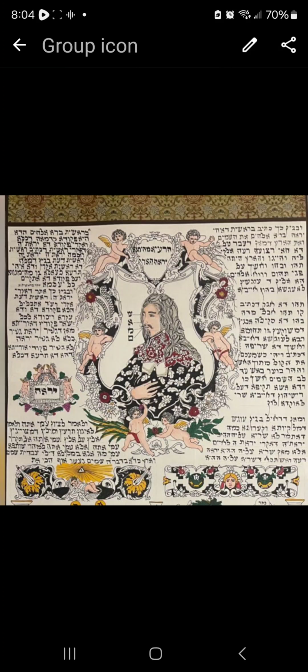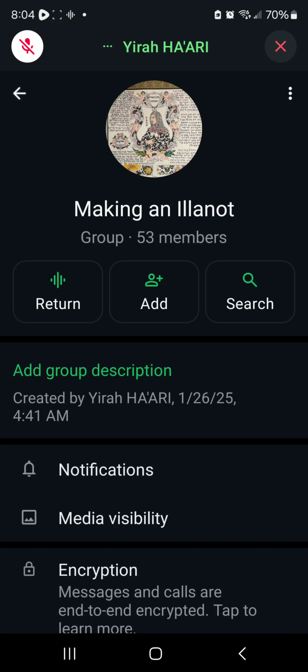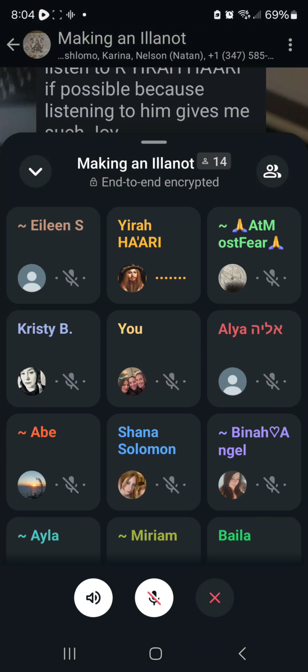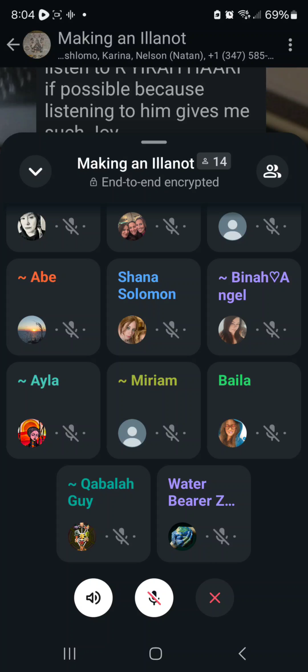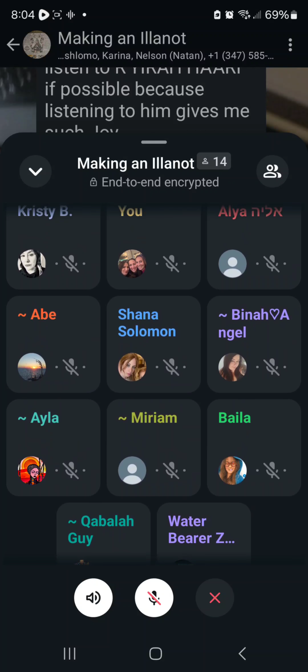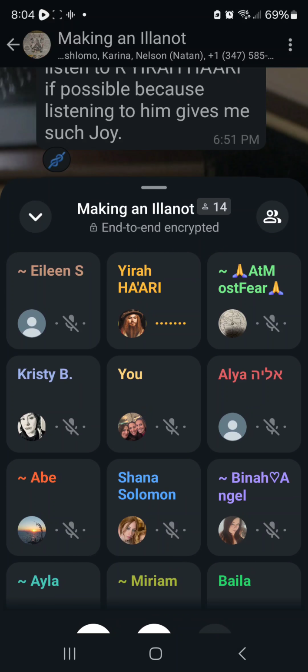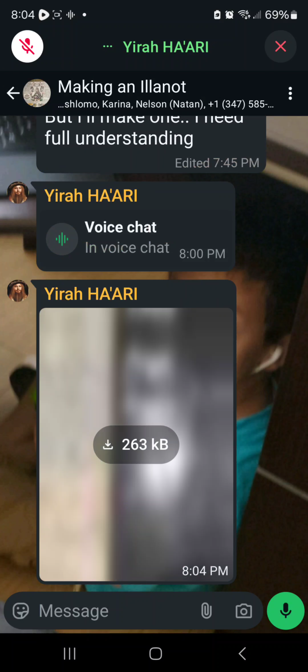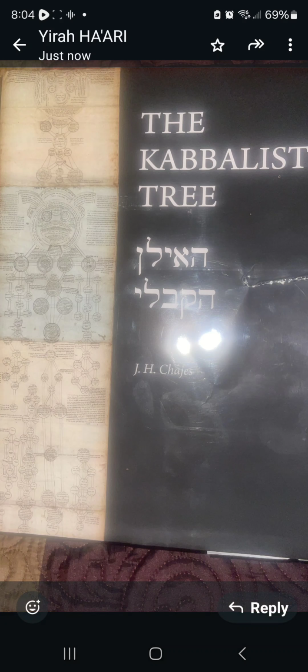The first part, because we're in a capacity call and I can't actually show my camera here, I will be providing a couple of images inside of the group chat, and I'll ask that you take a look at those photos. The first one: anyone here who's serious about writing an Ilan, I encourage you to obtain this sefer. It is fairly expensive, but it's worth every penny. It is called the Kabbalistic Tree.